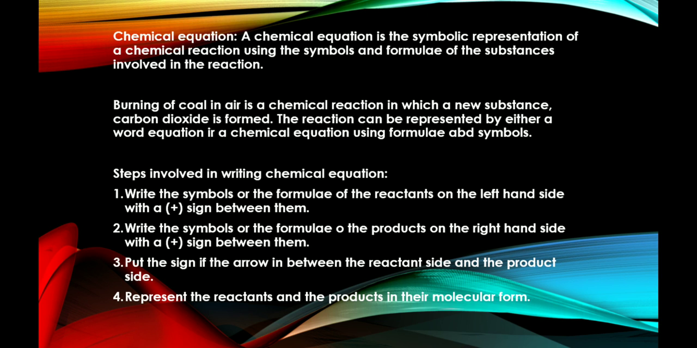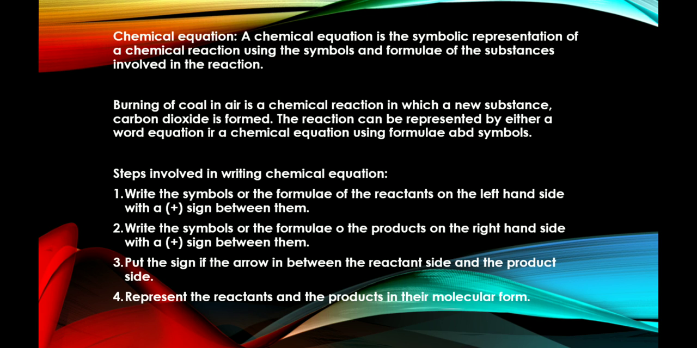Chemical equation. A chemical equation is the symbolic representation of a chemical reaction using the symbols and formulae of the substances involved in the reaction. Burning of coal in air is a chemical reaction in which a new substance, carbon dioxide, is formed. The reaction can be represented by either a word equation or a chemical equation using formulae and symbols.